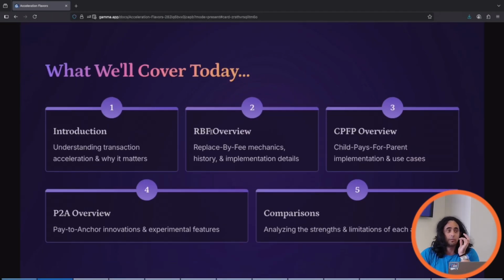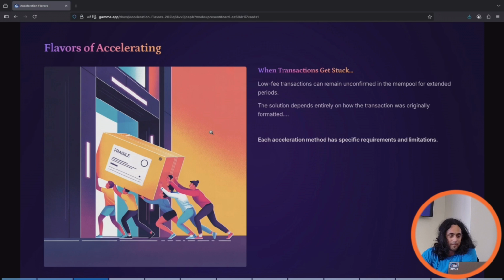Cool. So like I said, we're going to go over RBF, CPFP, and P2A, and we're going to go over sort of what are the differences between each one, how do you use each one, and where is the right use case for each one. Cool. So obviously, what is accelerating? Well, transactions get stuck. If you don't have high enough fees for the transactions to get mined, transactions can get stuck in the mempool for probably longer than you'd like. So how exactly do you get one of these transactions through to miners?